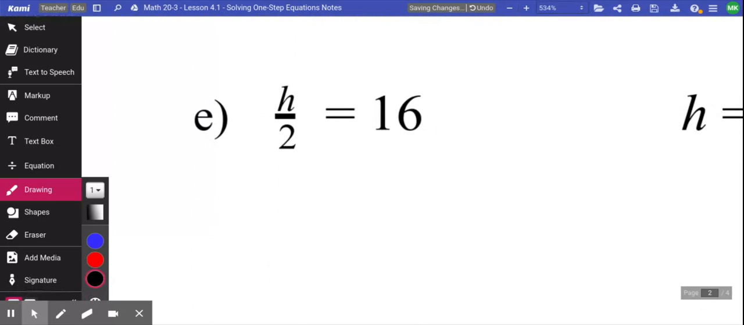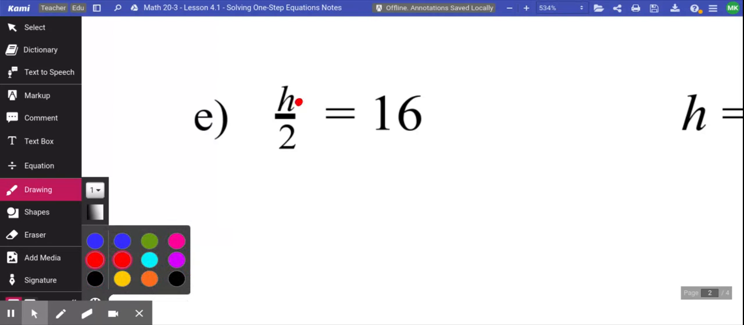This one. If you were to read what that question means, this is H divided by 2. That's what that means, divided by 2. The opposite of divide is multiply. So to move that 2, I need to multiply both sides by 2. I do multiplication with a little dot like that. Those 2s would cancel each other out. So I have H equals 16 multiplied by 2 is 32.